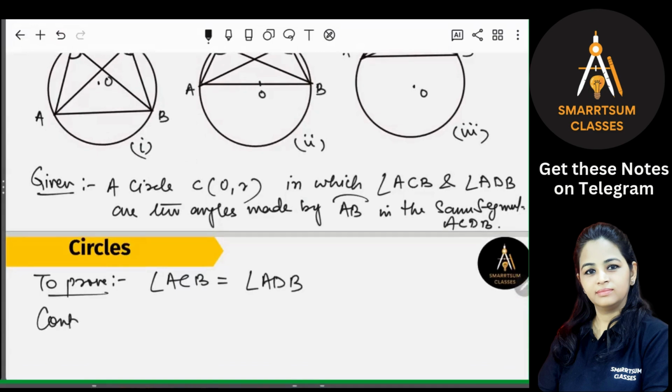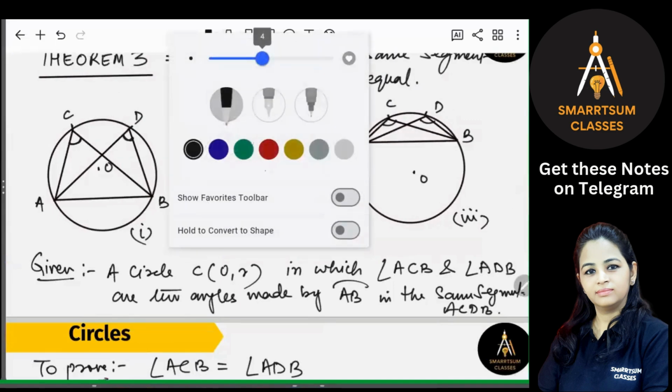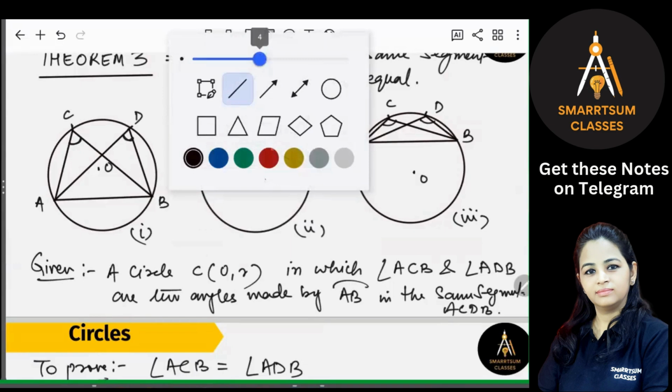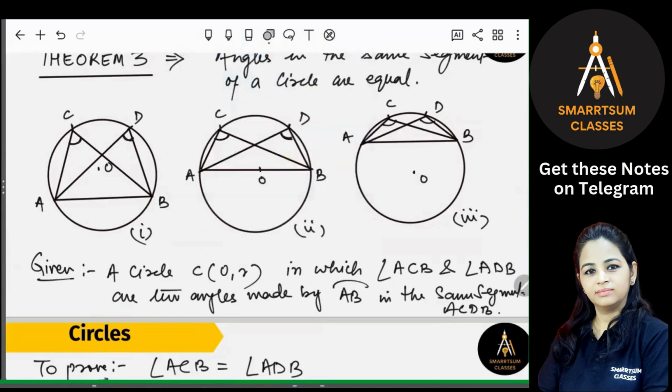Now we will do some construction here to prove this. What is the construction we have done here? We will join OA and OB in all the figures. So let's do that. Join OA and OB. Suppose this is the point. Now we will join OA and OB. Similarly in the second figure, OA and OB is the same, because the arc is a semicircular arc. And in the third one, it is OA like this and OB. So what we have done is we have joined the ends of the arcs with the center. Join OA and OB in all the three figures.